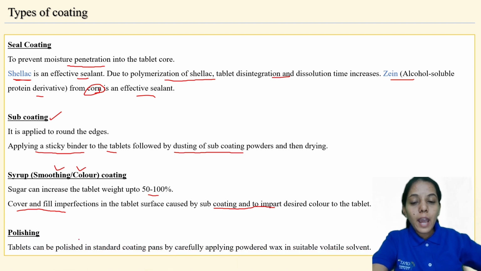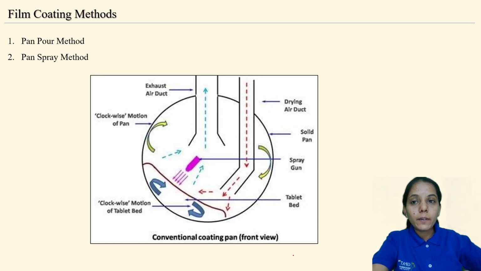Next is polishing. Tablets can be polished in standard coating pans by carefully applying powdered wax in a suitable volatile solvent. So powdered wax will be added to a suitable solvent, and round coating pans are present. It is carefully applied onto the pan, and the pan will be rotated. Because of the rotation, the uniform coating takes place. So these are the different types of coating.